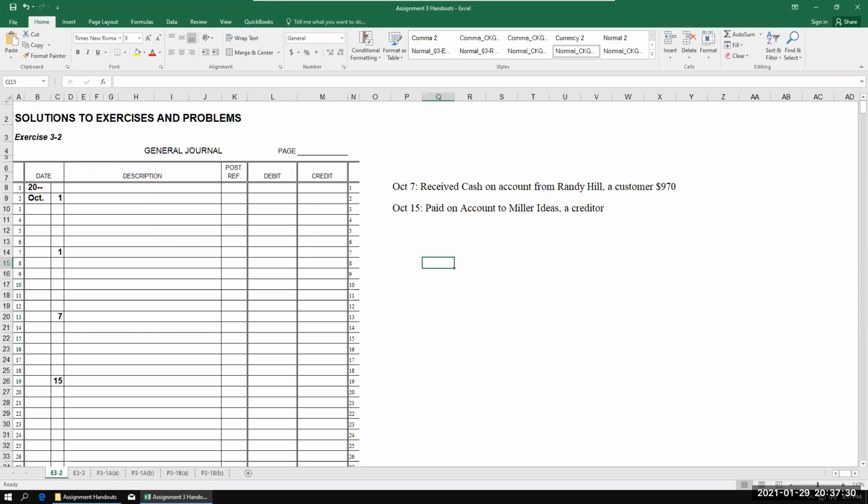And what I've done here is I've gotten exercise 3.2, and I've typed in the two transactions I want to look at. October 7th, received cash on account from Randy Hill, a customer. There's an invoice number, but I've skipped it here because it doesn't really matter for this example. And paid on account to Miller Ideas, a creditor, and let me put in the amount here is $725.